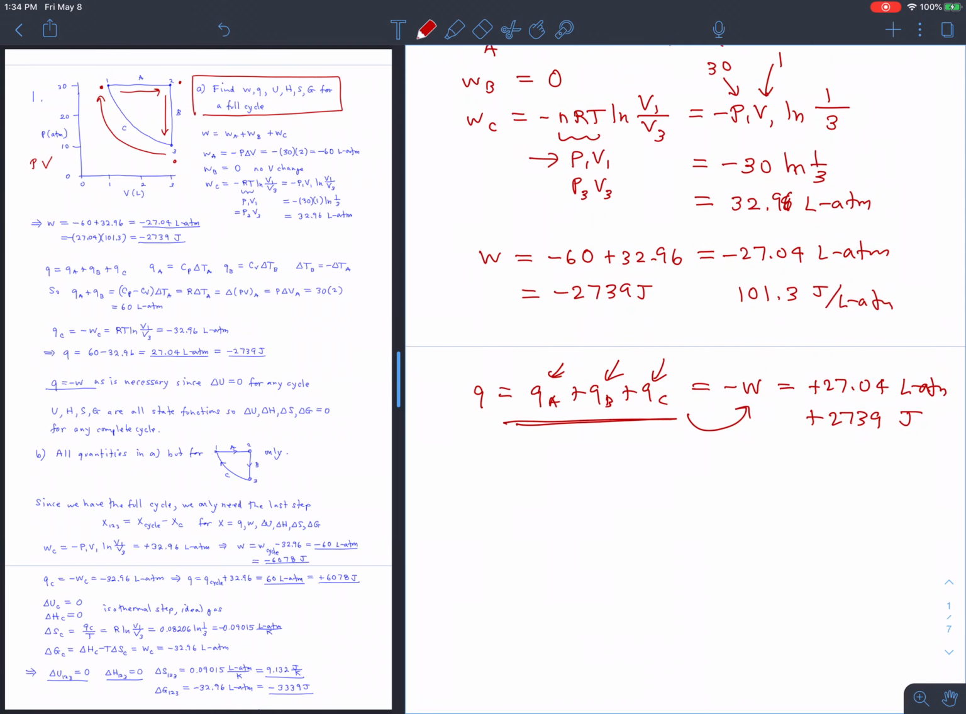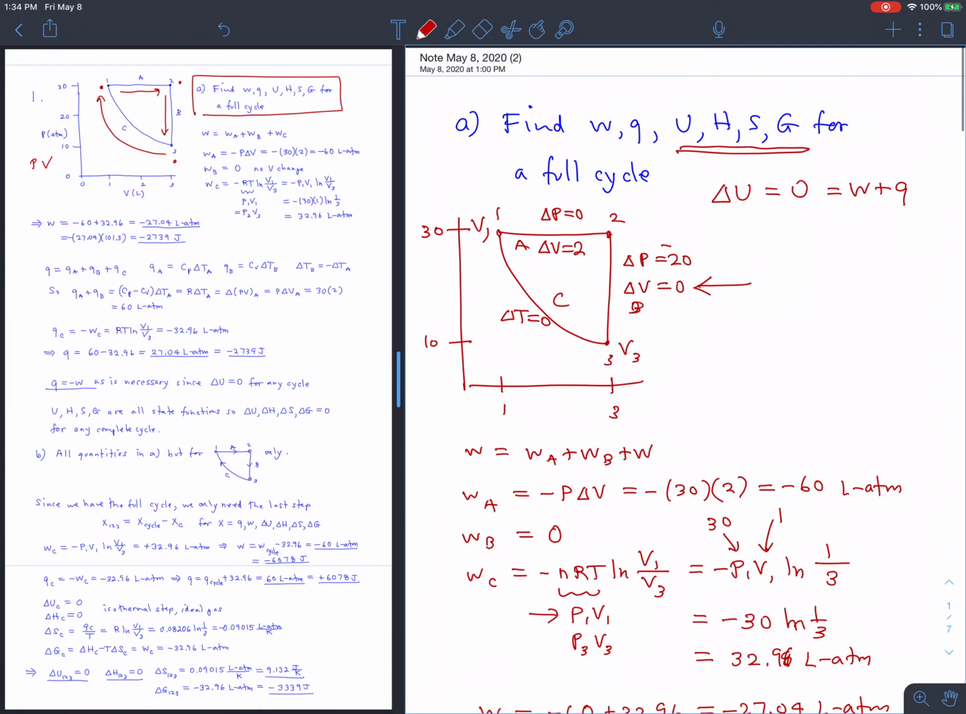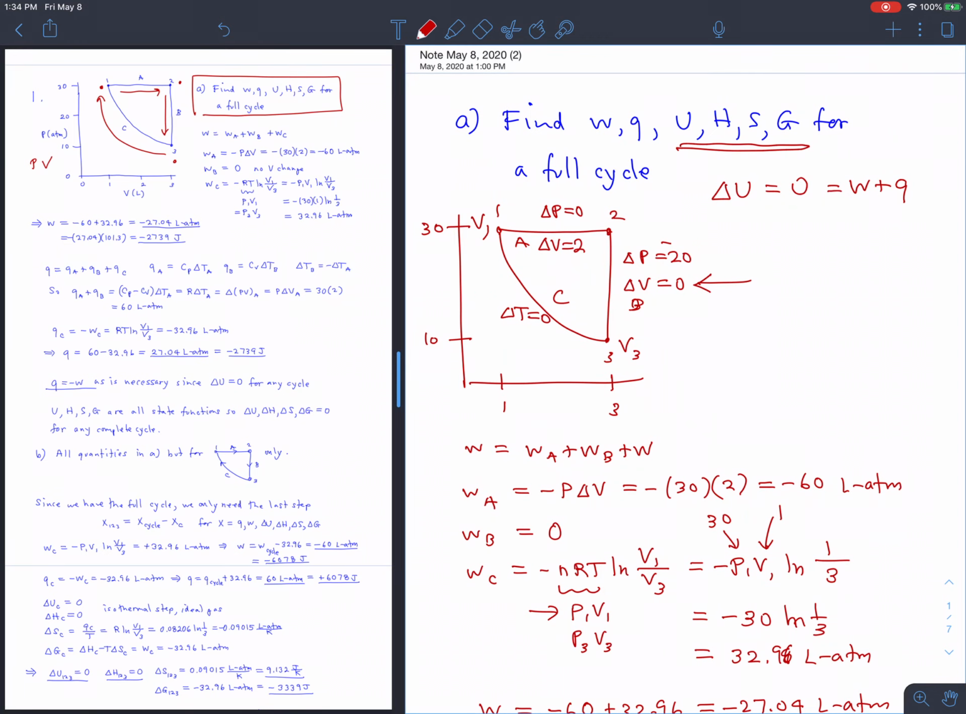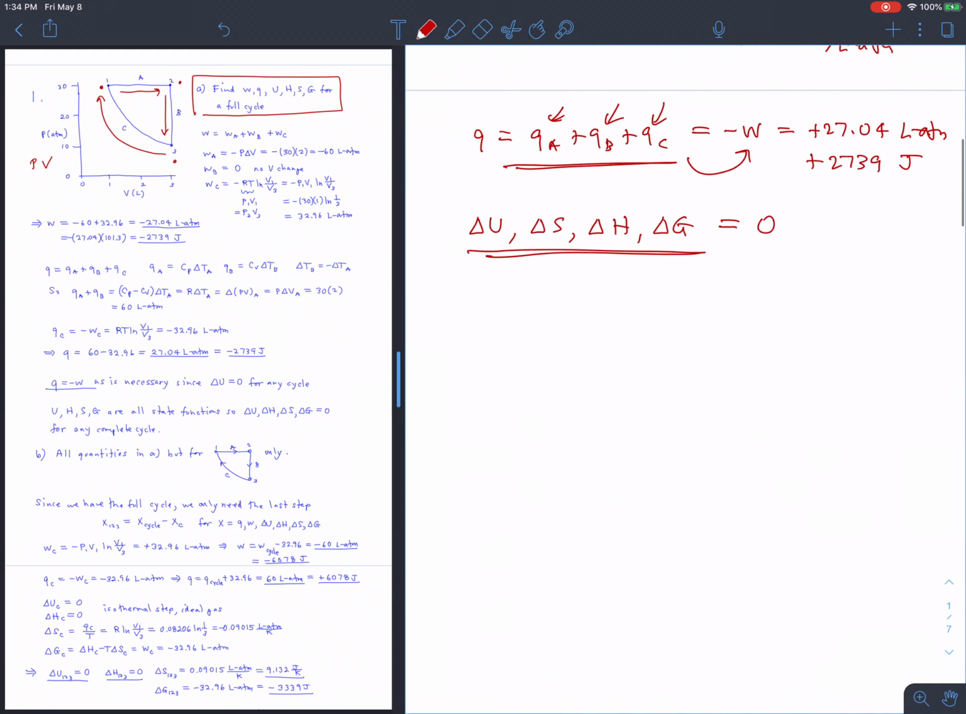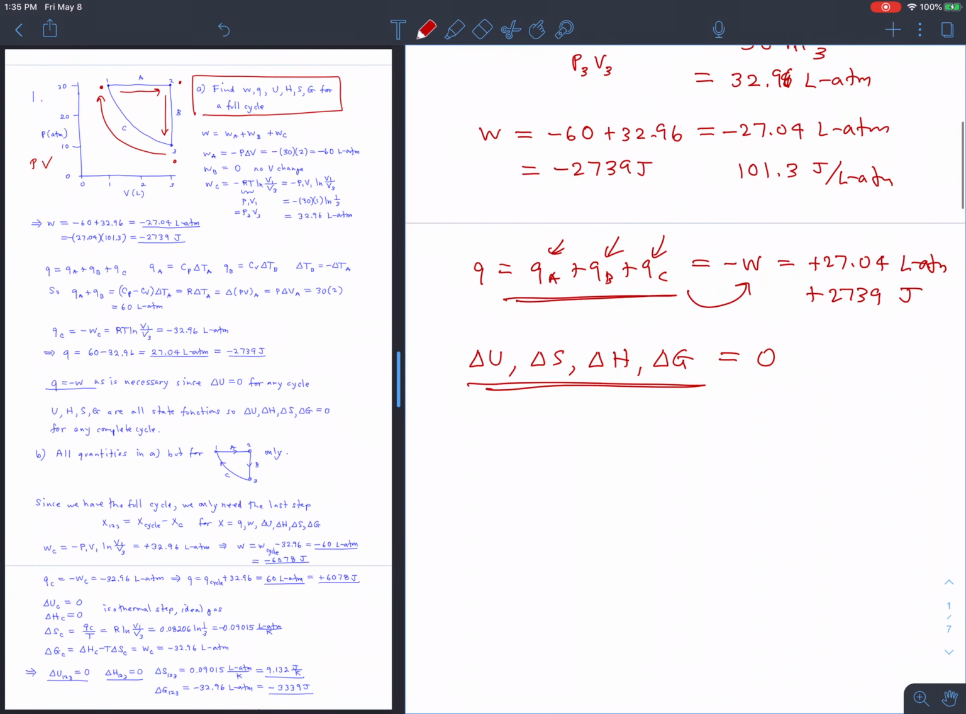All right, so for the rest of these, delta U, delta S, delta H, delta G, for any full cycle, whether it's an ideal gas or not, doesn't matter. These are all state functions, and so all of those have got to be 0 if you return to the same state that you started with, right? The difference between U at state 1 and U at state 1 after you've returned has to be 0, and so all these quantities have to be 0. All right, that's part A.